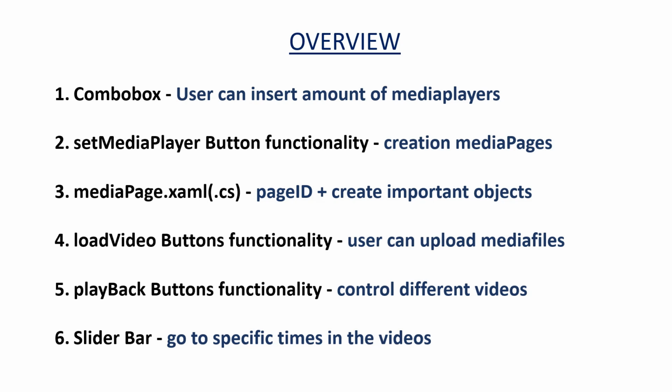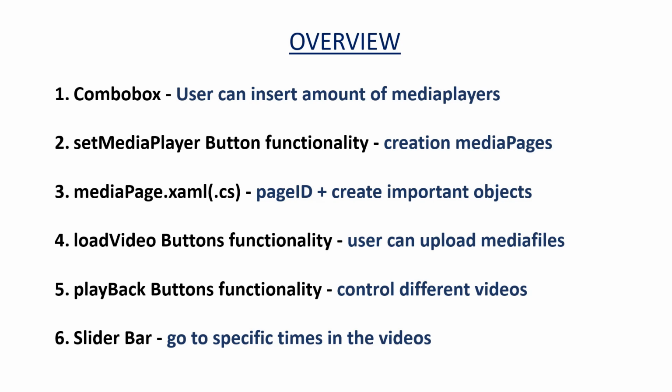First, we'll create a combo box, where users can select their amount of desired media players. In the second part, we'll develop the functionality of the setMediaPlayer button. So when a user clicks on this button, the right amount of media pages are being created. The used method is stored in the setMediaPlayer class. In the third part, we'll develop our mediaPage.xaml file and its code behind file.